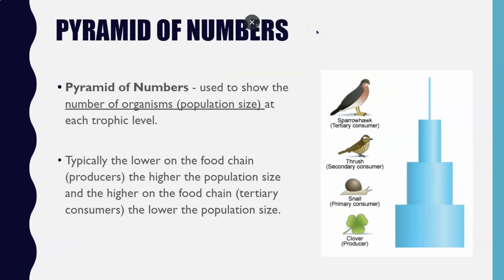So pyramid of numbers. This is just talking about the population size. So as you go up a pyramid, you see the population start to decrease. The lower on the food chain, the closer to a producer, the higher the population size, and the higher on the food chain, closer to tertiary consumers, the lower the population size. So that's what the pyramid of numbers is showing you.